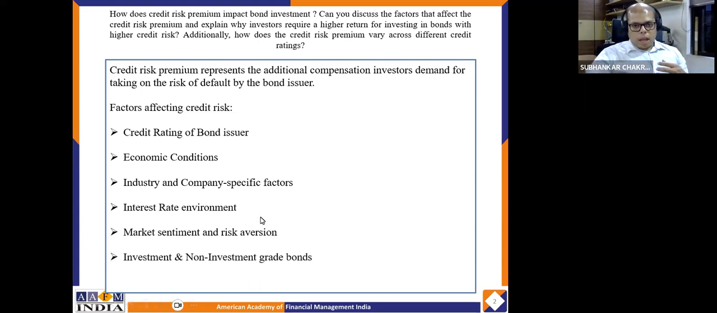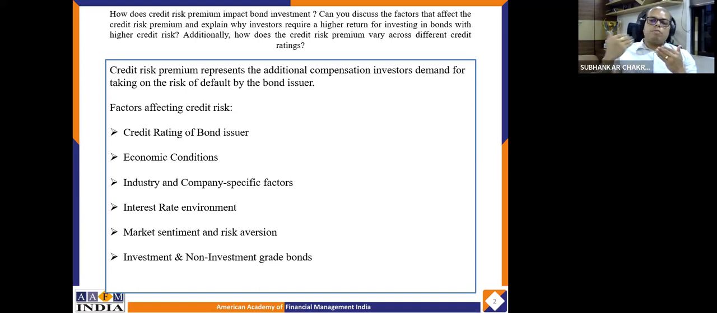Okay. And then the factor of investment and non-investment grade bonds. As we have touched on, credit rating agencies give these ratings to bonds: AA, AAA, AA minus, B, double B. Now, when you invest in bonds with higher rating, obviously the premium you would charge will be low, because you have more trust and more faith that you will not be losing your principal.